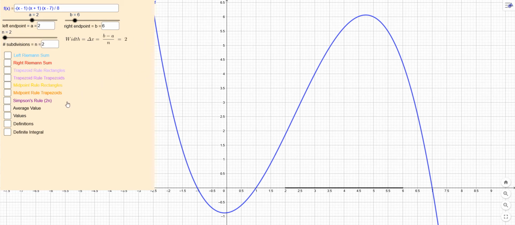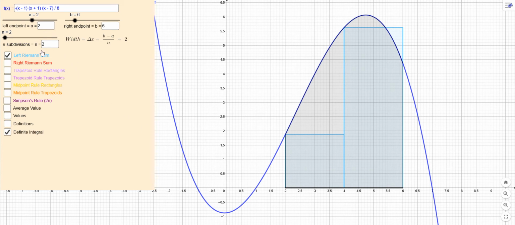Now what we're trying to do is look at this area right here and approximate this area. This area is actually what the definite integral is going to give us, the integral from 2 to 6 of this particular function. And we want to approximate that with some shapes that we know and understand. So the first way we can do that is with what's called a left Riemann sum.